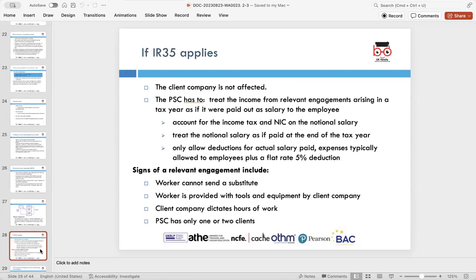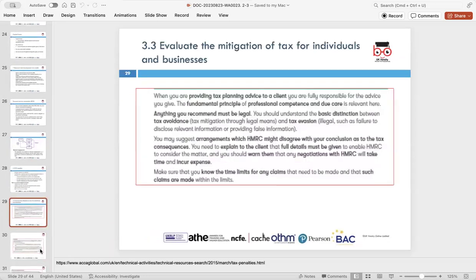Next is evaluating the mitigation of tax for individuals and businesses. In tax planning, it is important to adhere to the principle of professional competence and due care. As a tax advisor, you are responsible for providing advice that is not only effective but also legal. So when it comes to mitigating tax for individuals and businesses, it is important to understand the distinctions between tax avoidance and tax evasion. Tax avoidance involves utilizing legal means to minimize tax liabilities, while tax evasion involves illegal activities such as withholding relevant information or providing false information to tax authorities.